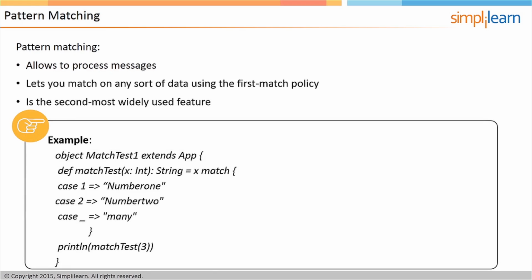The example given on the screen depicts how to match against an integer value. The case statements block declares a function mapping integers to strings. The keyword match gives an easy way to apply a function to an object.